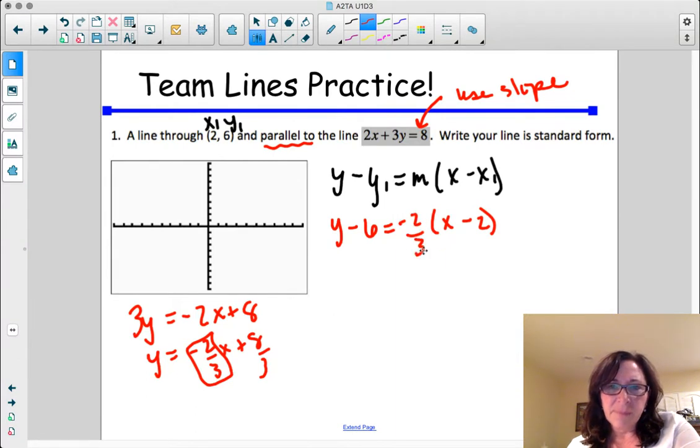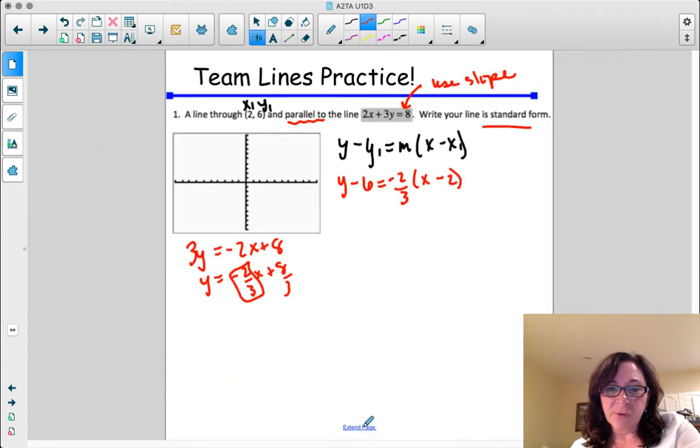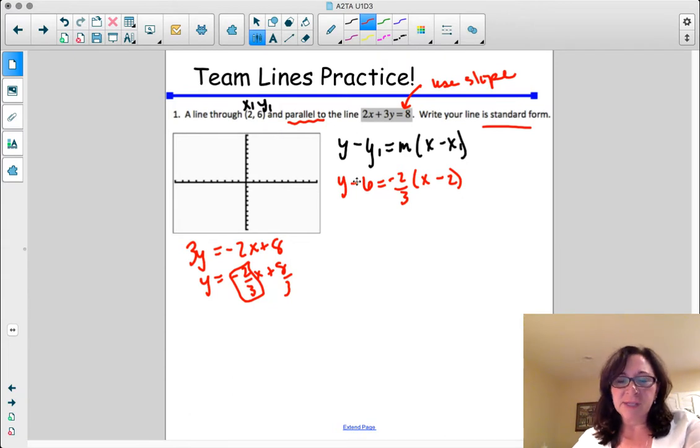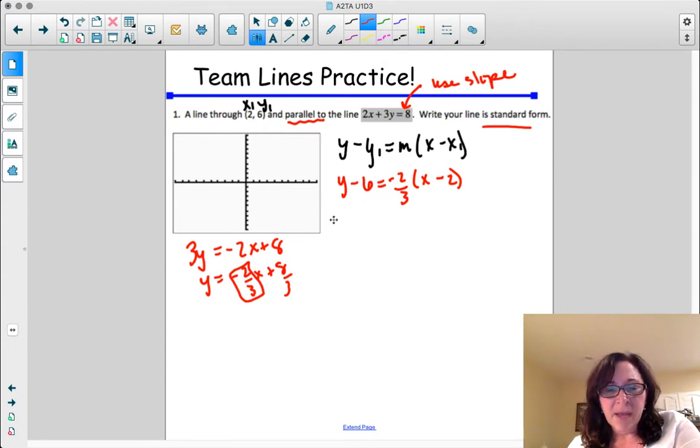So put that there. And because it asked me to put my answer in standard form, I'm actually going to have to first put this in slope-intercept form, which means I'm going to solve for y, and then I'm going to put it in standard form. This form right here is what we call point-slope form. That's what that is.